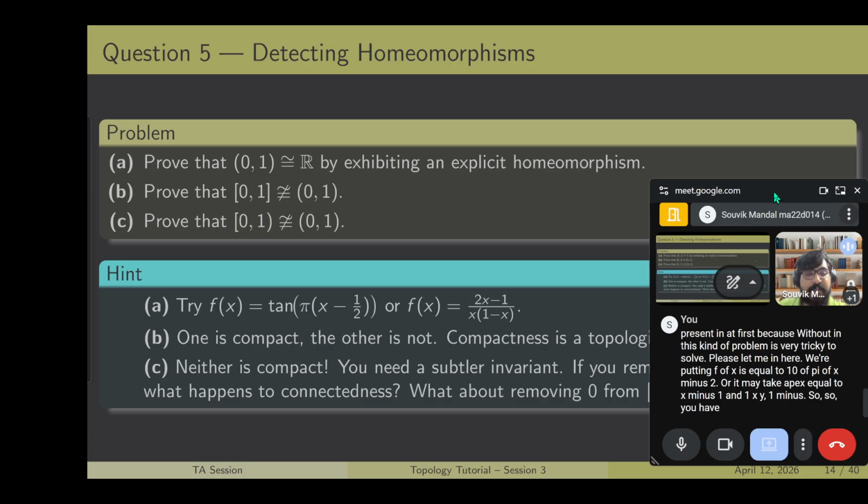So you can check that this function f is continuous and surjective. Of course it's continuous, so there is no confusion. So try to use this, and for the rest of the two you have to use the hint and the definitions. Take your time, think about it, and let me know. I shall be back in a few minutes.